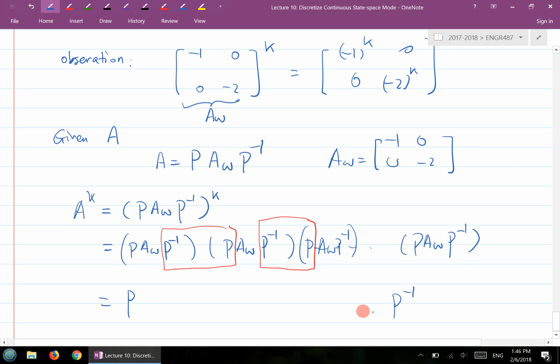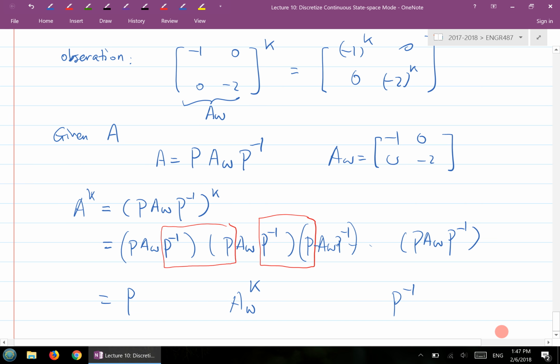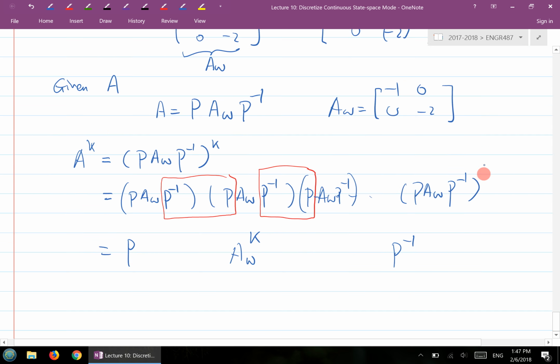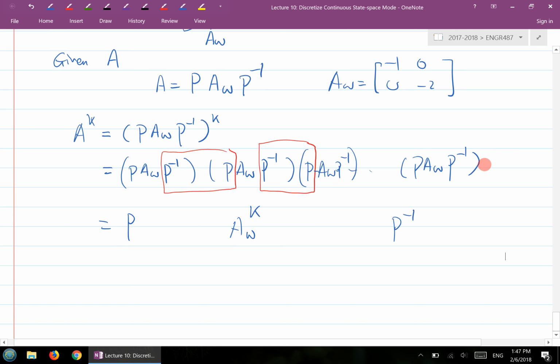And in between, it's AW multiplied together k times. And we just said AW to the power k is so easy to calculate. P is something that we're going to find out next lecture. Once we find P and P inverse, you get A to the power k. So we'll look at the next topic, similarity transformation, in the next lecture.